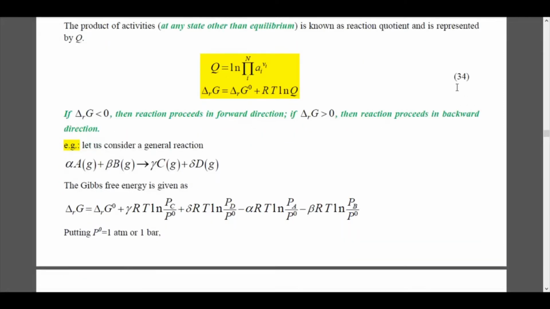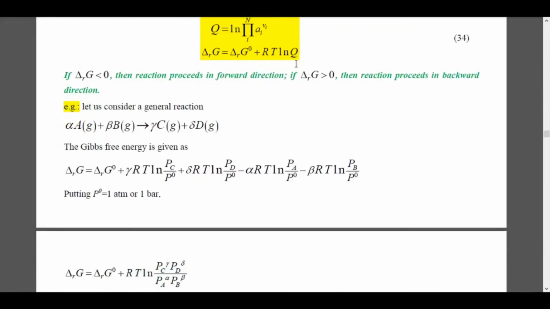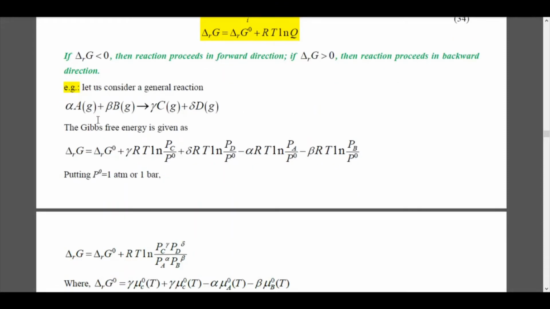Then this equation 34 can also be understood as follows: when the reaction Gibbs energy is negative, the reaction proceeds in the forward direction. When the reaction Gibbs energy is positive, the reaction will proceed in the backward direction. Let's consider a general example to understand this reaction coefficient. Let's consider a general reaction where A and B react to form C and D.